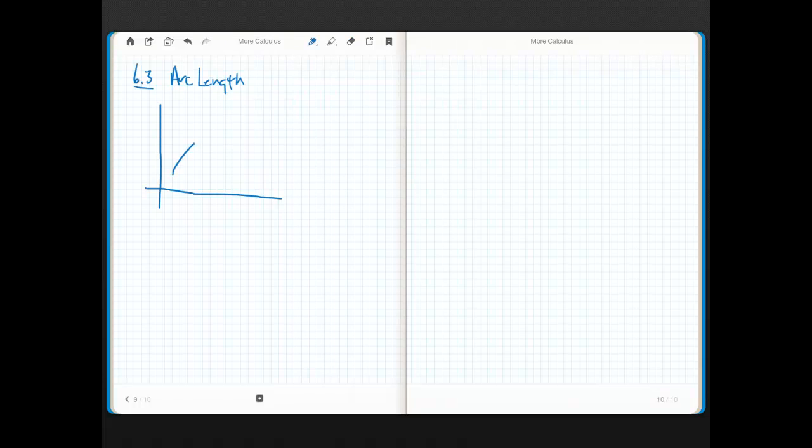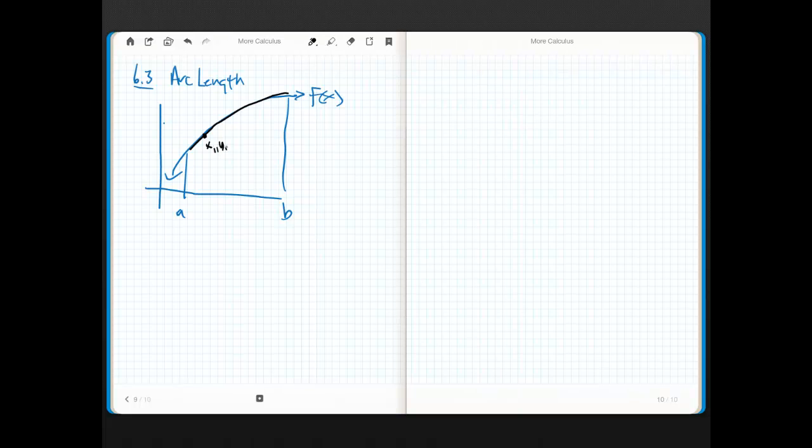Let's say that I have a function f of x. And I'm trying to figure out not the area underneath the curve, but how long the curve is between two fixed points. So on a closed interval, right? How long is that curve? Now watch how simple this is. So cool. Pick any 2 points.